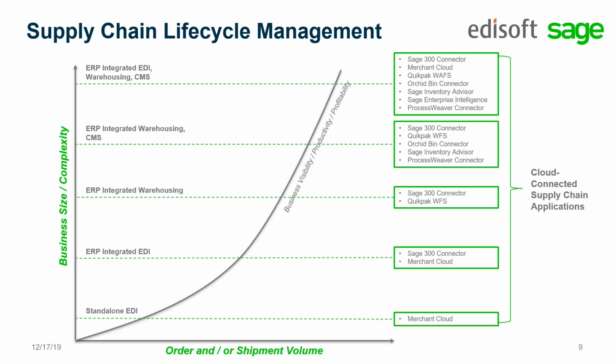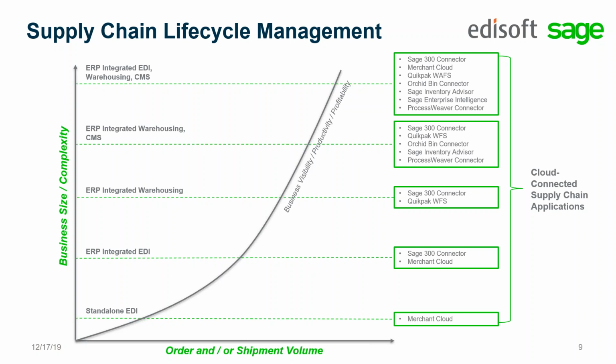considerations for their business and growing their business. So in the world of EDI and warehousing and integrating that to a carrier management system, obviously there were more circles around that hub and spoke image, but you can see that on the right-hand side, as we move up the spectrum, as order and shipment volume is increasing or business size and complexity is increasing, Edisoft is adding on modular products. Now, some of those, once we get towards the top, Sage Inventory Advisor, Sage Enterprise Intelligence, Orchid Bin, those aren't actually Edisoft products, but we have connectors to them, or we complement them by providing system orchestrated data in real time across the platform.